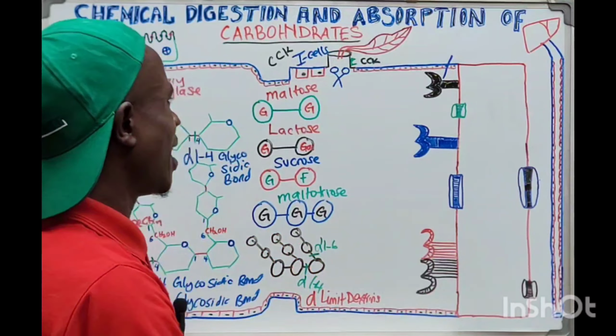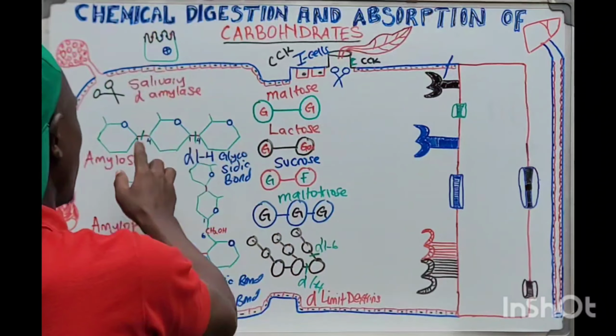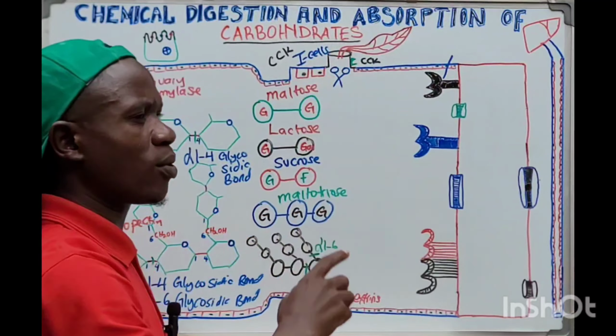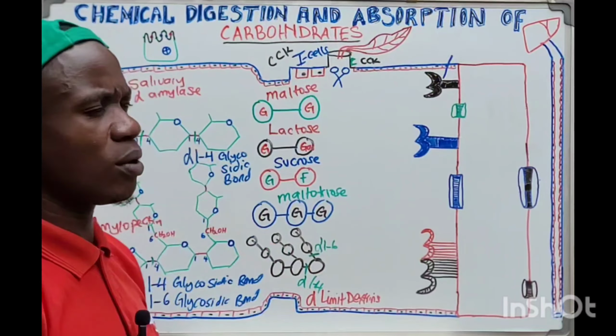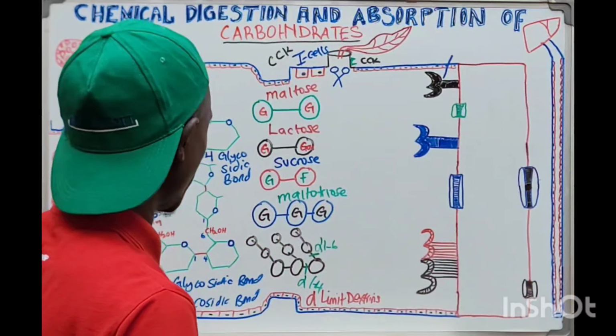It means that the effect of pancreatic amylase is going to be the same as salivary alpha amylase. However, the effect of pancreatic amylase is going to be more and more significant compared to salivary alpha amylase. It's all that simple, okay?